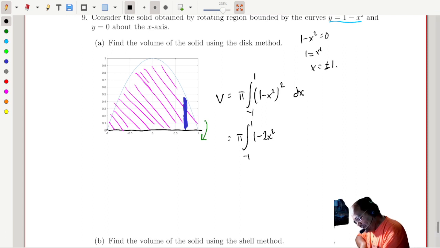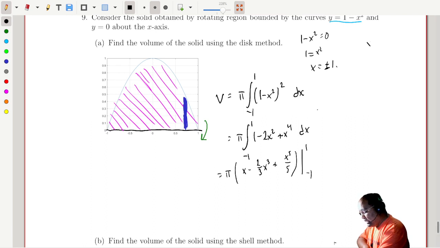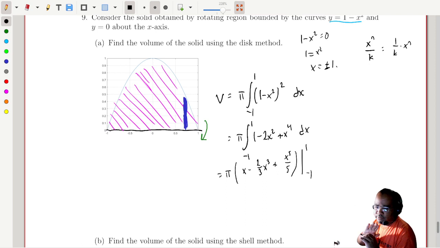Right. Okay, so you expand the binomial. Your favorite pattern, a minus b squared. Power rule. So x minus 2/3 x cubed plus x to the 5th over 5. Evaluate that on the boundary. Oh, and I should be mentioning this, by the way. Whenever I write, say, x to the n over k, that's to be interpreted as 1 over k times x to the n. Same thing. Just want to make sure no one gets lost on that.